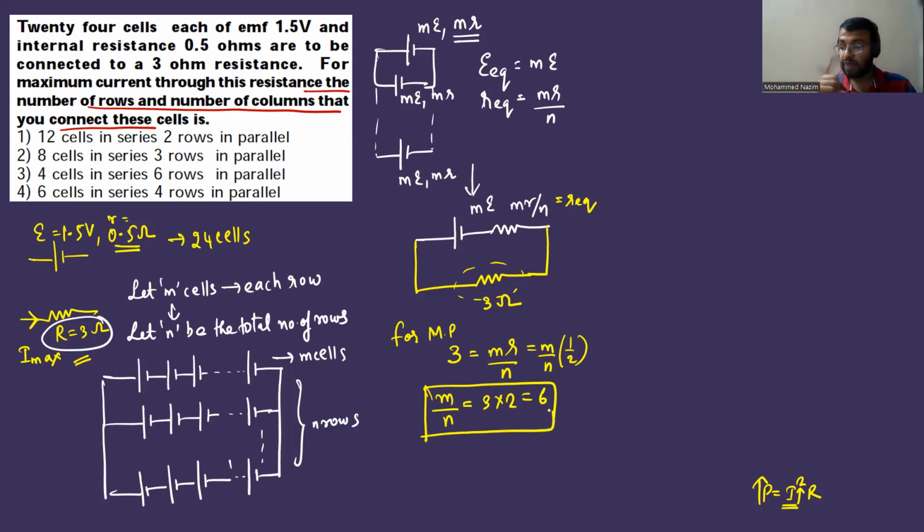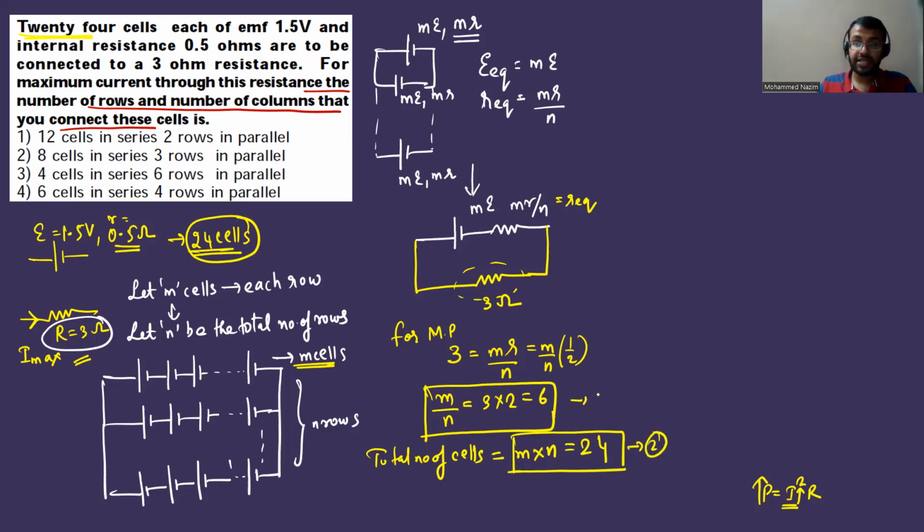And I want one more equation, so that with two equations we can find two unknowns. How many cells are there? 24 cells. Listen to this point carefully. In each row there are M cells, and like that N rows are there. So what is the total number of cells? M cells in each row and n rows in total, so it is M into n, and it is given that there are 24 cells in total. So M into n is equal to 24. Call this equation number 2. This is equation 1 and this is equation 2.